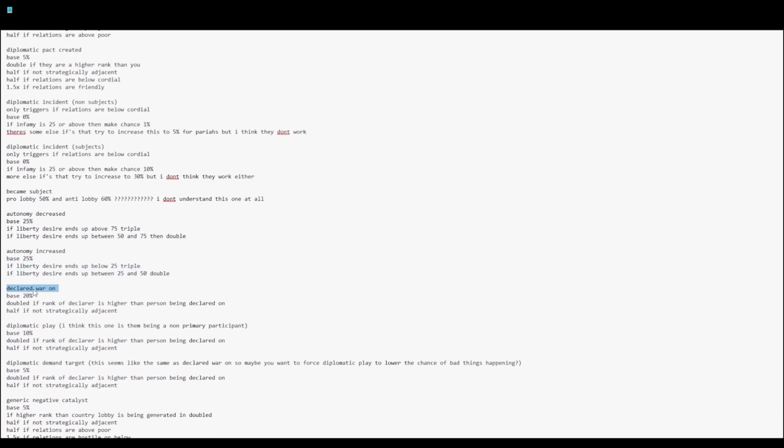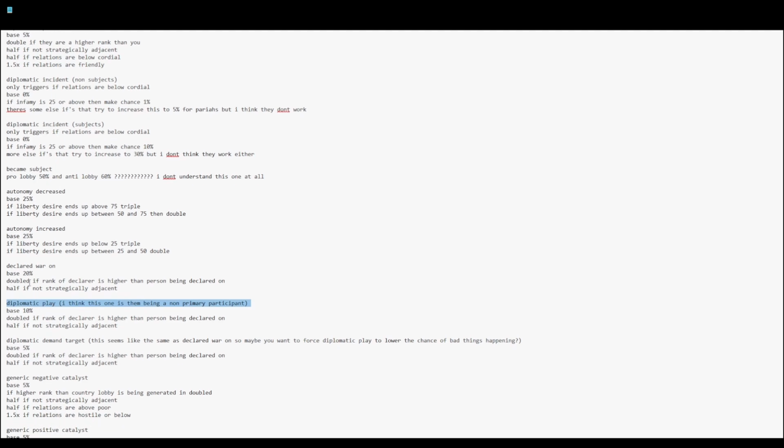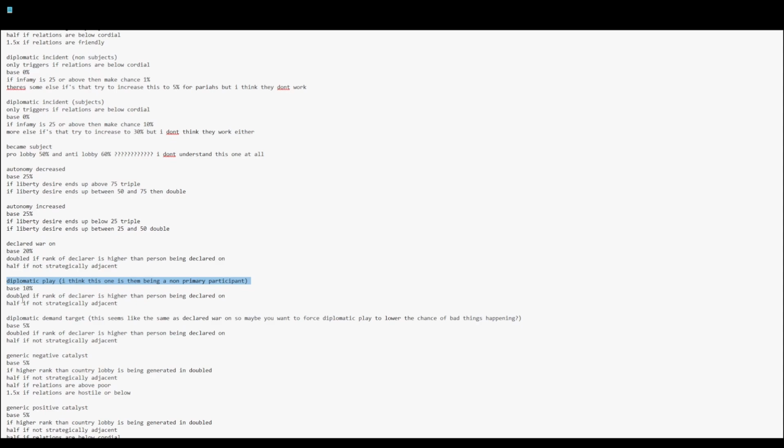Declared war on. This one has a 20% chance. Double if rank of declarer is higher than person being declared on. Half if not strategically adjacent. Diplomatic play. I think this one is them being a non-primary participant because declared war on should be this as well. Base of 10%. Double if rank of declarer is higher than person being declared on. Half if not strategically adjacent.